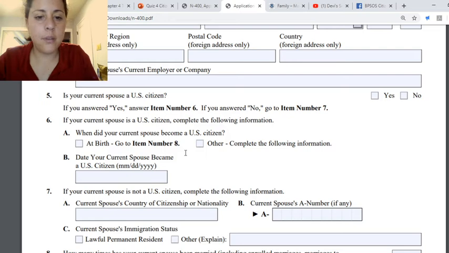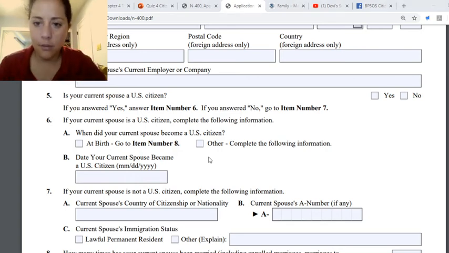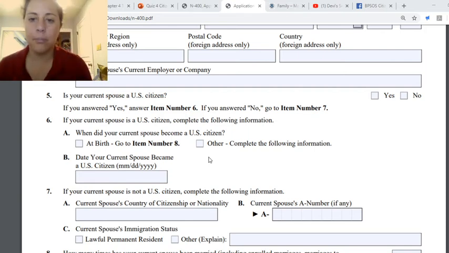If your current spouse is a U.S. citizen, complete the following information. Letter A, when did your current spouse become a U.S. citizen? It is going to be at birth or other. If it is other, go to item B. Item B, date your current spouse became a U.S. citizen.